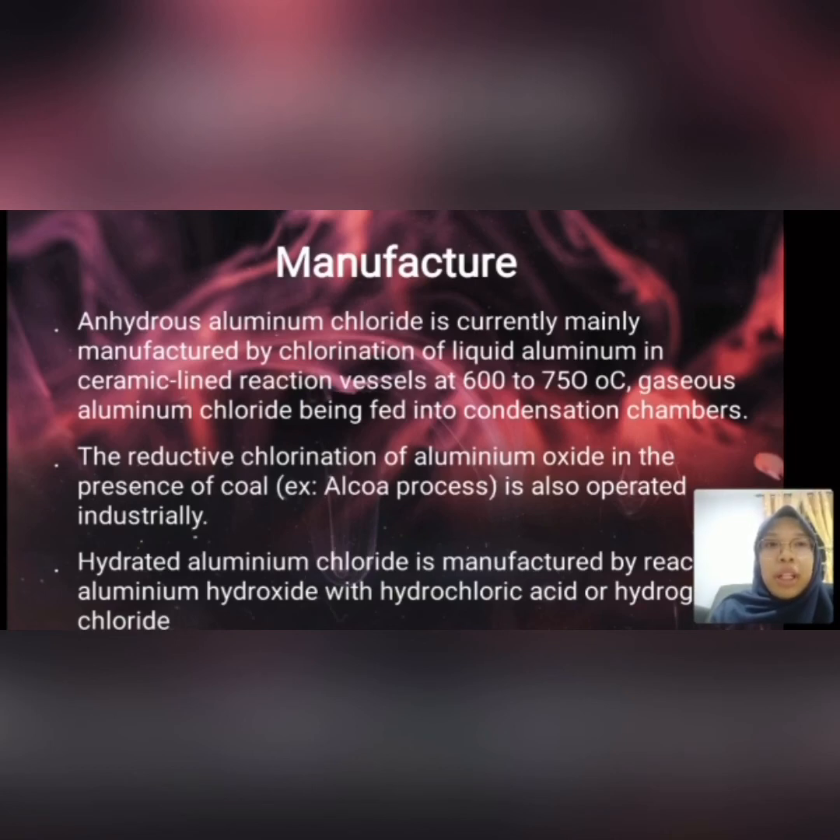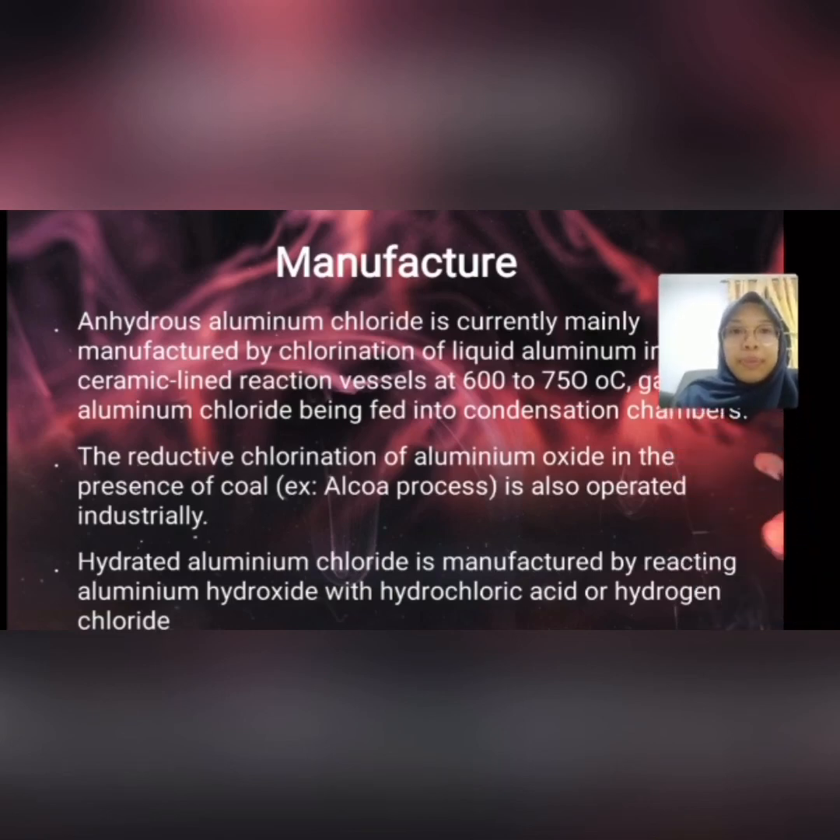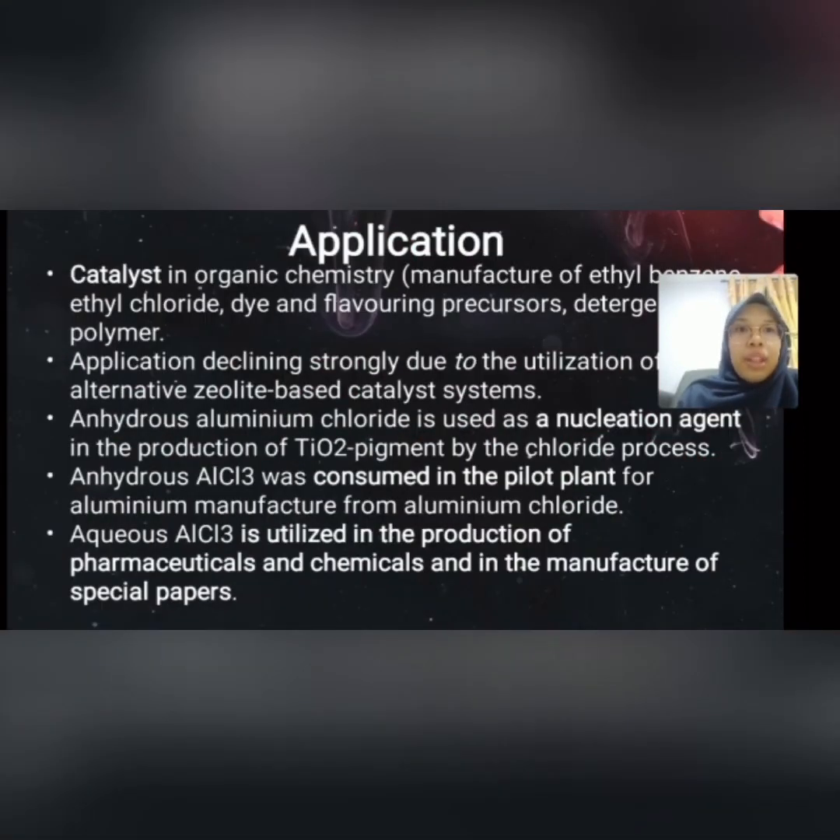The reductive chlorination of aluminium oxide in the presence of coal is also operated industrially. Hydrated aluminium chloride is manufactured by reacting aluminium hydroxide with hydrochloric acid or hydrogen chloride. For the application, aluminium chloride is mostly used as a catalyst in organic chemistry. Anhydrous aluminium chloride is used as a nucleation agent in the production of titanium dioxide pigment, and is also consumed in the pilot plants for aluminium manufacture.